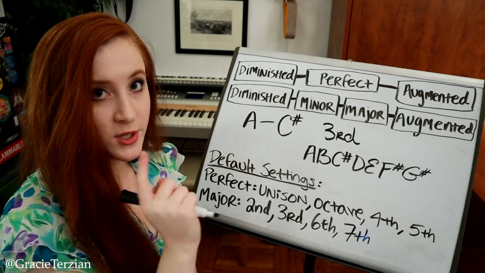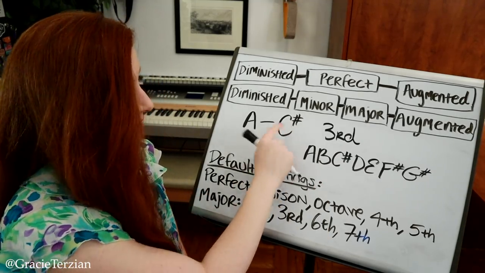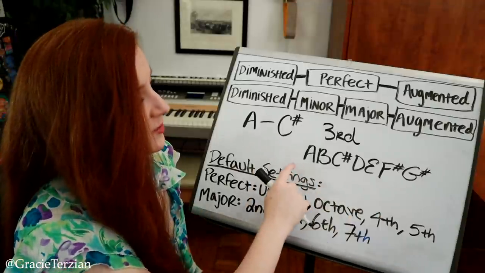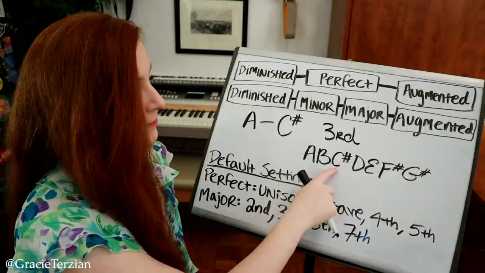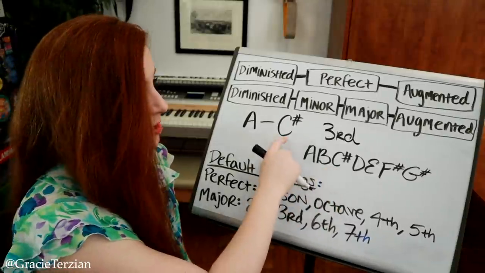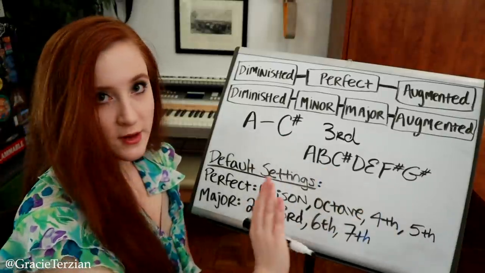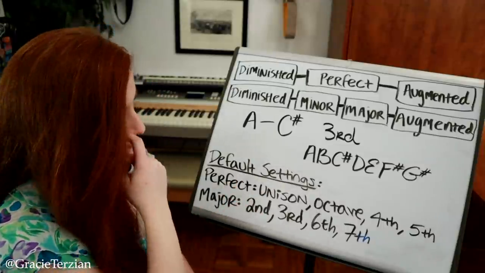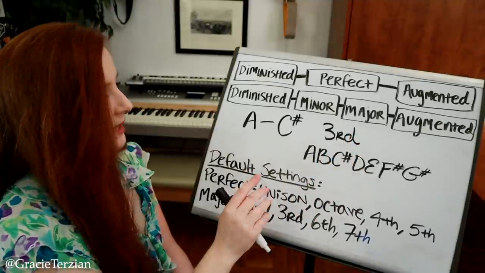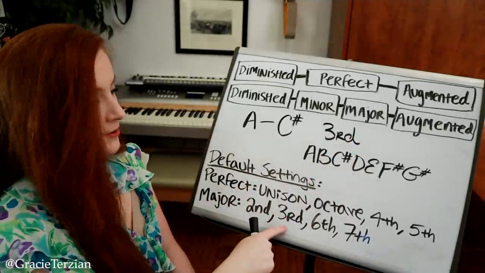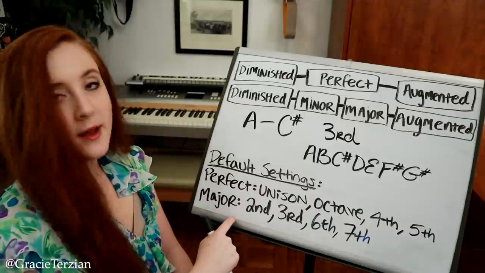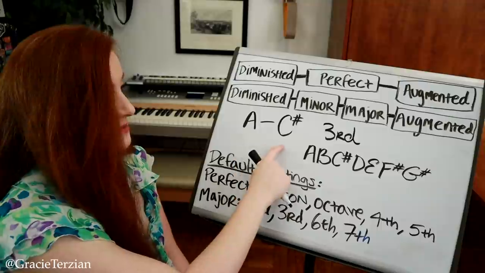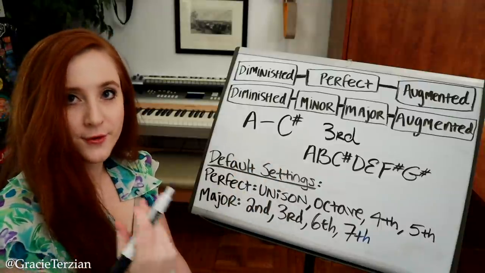At this point, we do look at the sharps and the flats. So now we are paying attention to any sharps and flats. Do you see a C sharp anywhere in this scale? I do, right there. Since C sharp is part of that scale, we don't have to alter the interval name at all. We can just go to our default settings for interval names and look up the third. Here's third. It says it's a major, that's the default setting. Therefore, the interval name of A to C sharp is a major third.